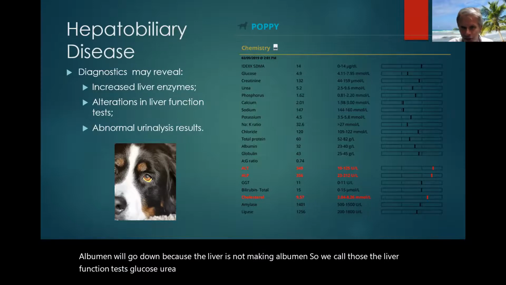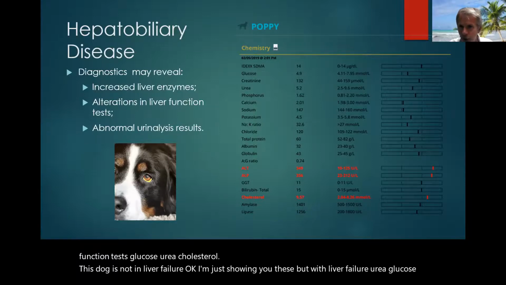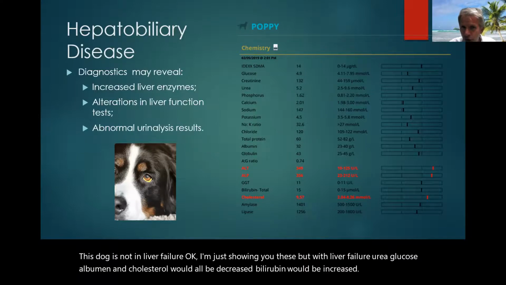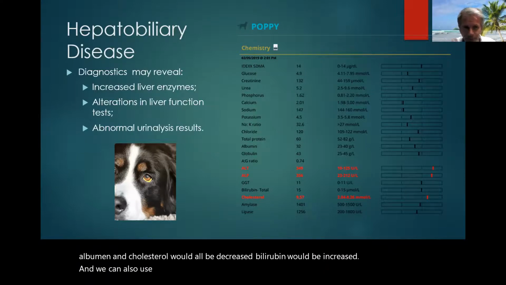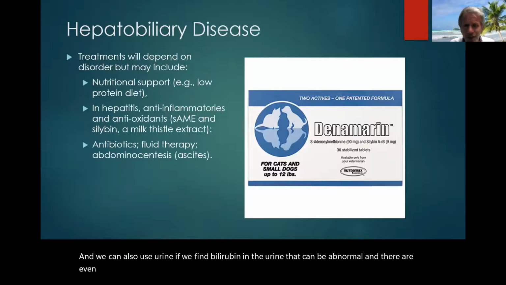This dog is not in liver failure. Okay, I'm just showing you these. But with liver failure, urea, glucose, albumin, and cholesterol would all be decreased. Bilirubin would be increased. And we can also use urine. If we find bilirubin in the urine, that can be abnormal. And there are even certain crystals that show up, but that's not very common.